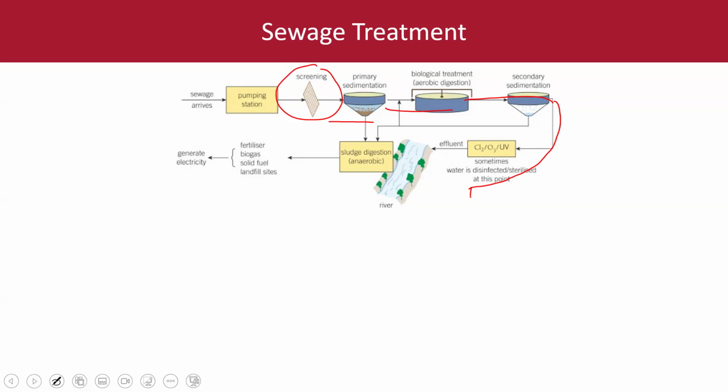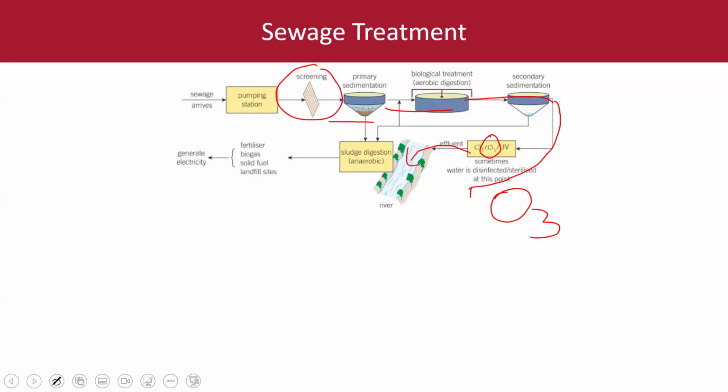Chlorine is a disinfectant, it kills it. UV is also something that's used to kill bacteria. Then there's also ozone, and ozone is O3, is also bubbled through it, which kills bacteria. Once that is done, so they've killed all the bacteria, it then goes into the river.